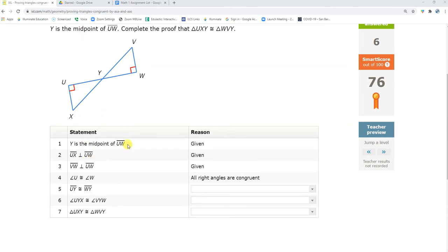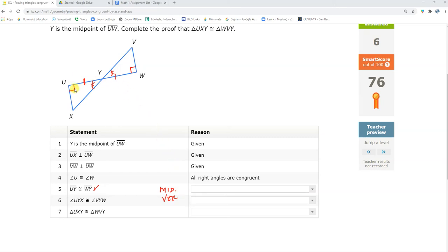All right, so we got given, Y is the midpoint of UW. So because it's the midpoint, I can mark those guys up. So I got that. Perpendicular. Angle U is congruent to W. Got it. Okay, so this guy, UY, WY, why does that work? Well, that's because it's the midpoint. So it's the definition of midpoint, so we'll put midpoint there. UYX, this is congruent to that. How do I know? Well, those are vertical angles.